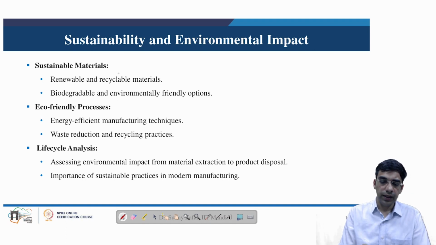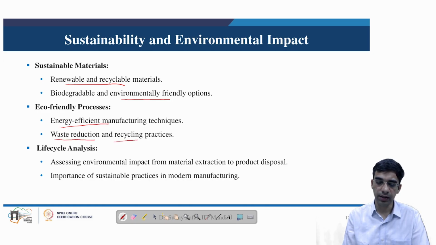So the impact of manufacturing and materials is there on the environment also. From the sustainability and environmental impact perspective, we need to look at materials which are renewable and recyclable. We need to also look at materials which are biodegradable and have environmentally friendly disposal options. We need to also look into innovative manufacturing processes which are energy efficient, and processes which imply waste reduction with sustainable recycling practices. Life cycle analysis may also be helpful in assessing environmental impact from material extraction to product disposal, and we need to recognize the importance of sustainable practices in modern manufacturing processes.